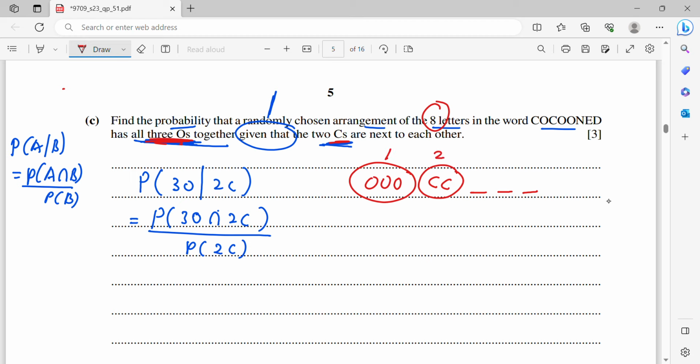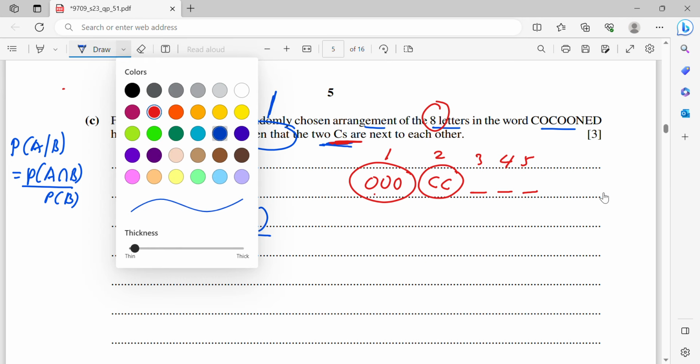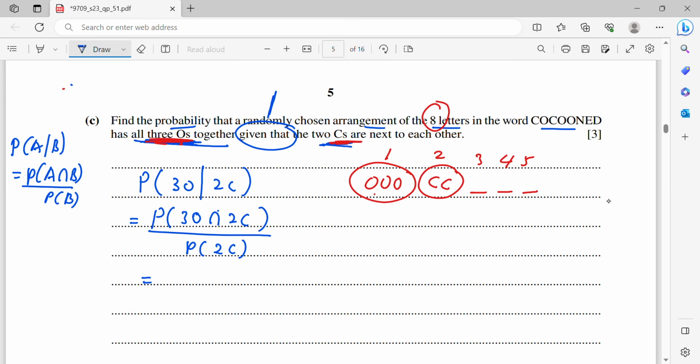Now, I have to arrange all together 5 letters, because when I group the 3 O's in a group, put them together, that means they will be treated as one letter. Then the 2 C's, to make sure that they are next to each other, I will put them in a group as well. So I treat this as one letter. So a total of 5 letters, right? So now I need to arrange all these 5. That is my intersection probability. So it will be 5 factorial.